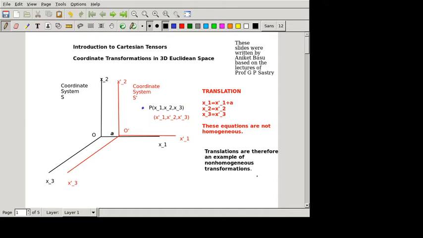The coordinate transformations relating the coordinates in the two different frames are given by these three equations: x1 equals x prime 1 plus a, x2 equals x prime 2, and x3 equals x prime 3. It is evident that these equations are not homogeneous, and translations are therefore an example of non-homogeneous coordinate transformations.